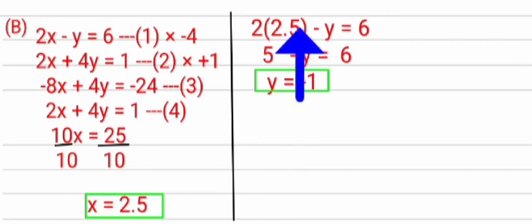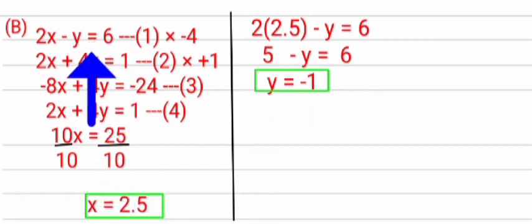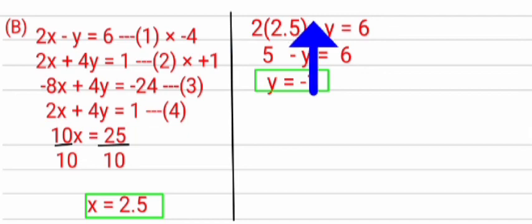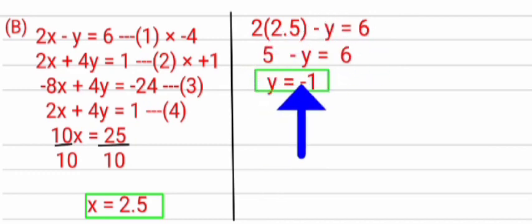So we have 2 into bracket 2.5 close bracket minus y is equal to 6. That's after substituting the whole of this value into either equation 1 or equation 2. So we are going to have 2 into bracket 2.5 close bracket minus y is equal to 6. When you expand this, we are going to have 5 minus y is equal to 6. When you collect like terms, you are going to have y is equal to negative 1.